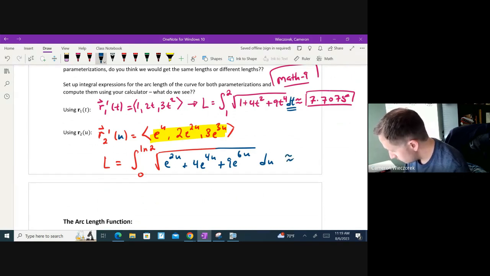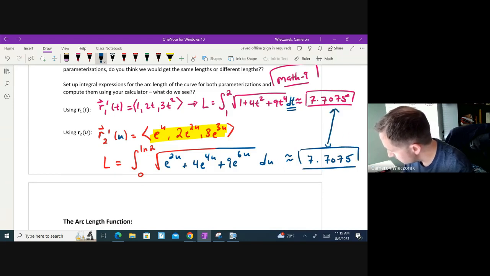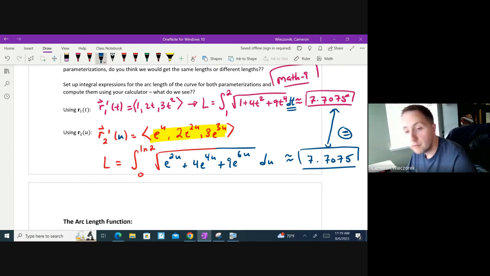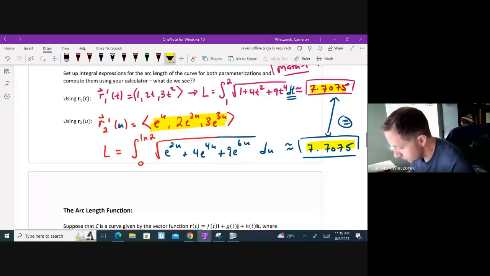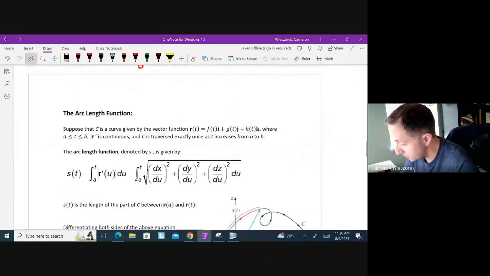And spoiler alert, probably not surprising, you actually get the same result. You can check that using Math 9 on your calculator on your own if you'd like. So the big takeaway from this is the arc length is independent of the parameterization. That's a very, very important message. Arc length is independent of the parameterization. And so you'll see in a little bit, it's going to be helpful to re-parameterize some of these functions with respect to arc length, since it doesn't matter what parameterization we use. Hence, we have what's called the arc length function, which is given by the letter s.